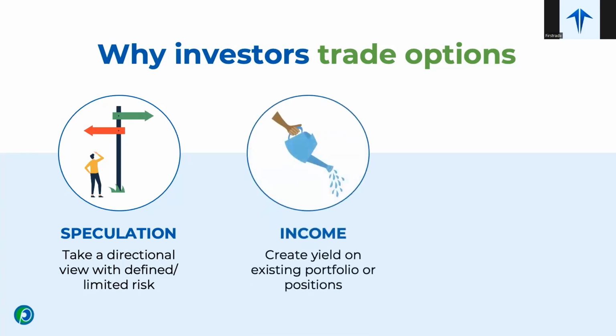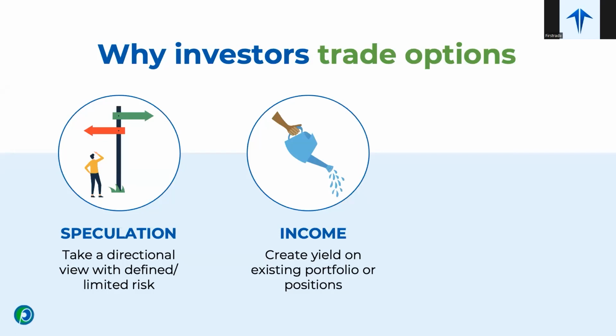The second is income. That's where you create yield on an existing portfolio or a position. So a lot of times, it's so interesting when people start trading options, they tend to start here, buy calls and puts, take directional views, and either stay here, or they end up coming here to the income side, which is where you utilize the obligation found within options. So really the other side here, you're selling the options to create premium off of stocks you already own, or stocks you want to own.